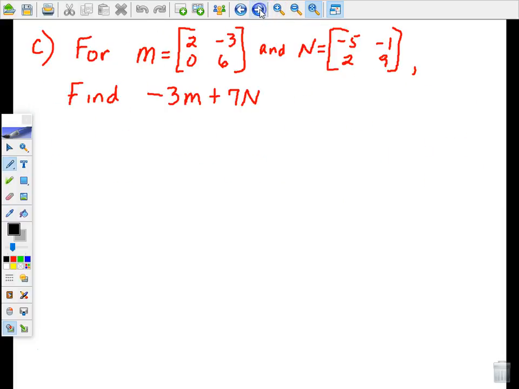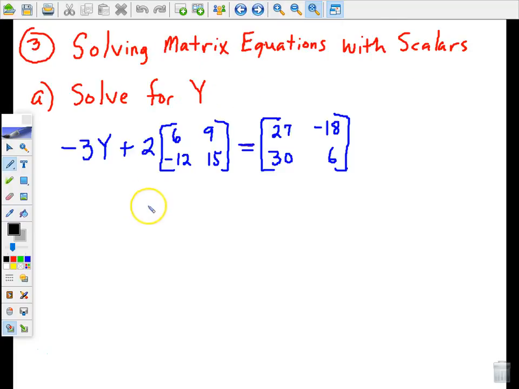And that helps us solve some problems like you had on the quiz, equations like this, where you're using scalar multiplication times 2 times this matrix.